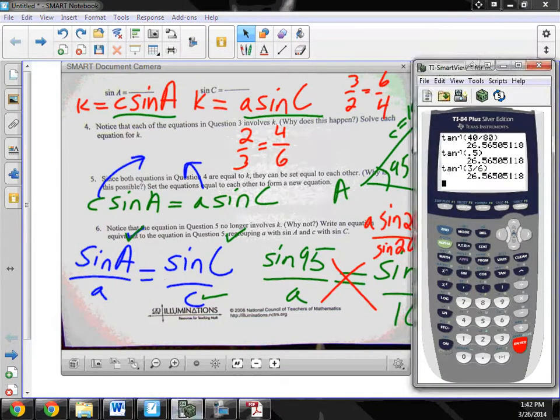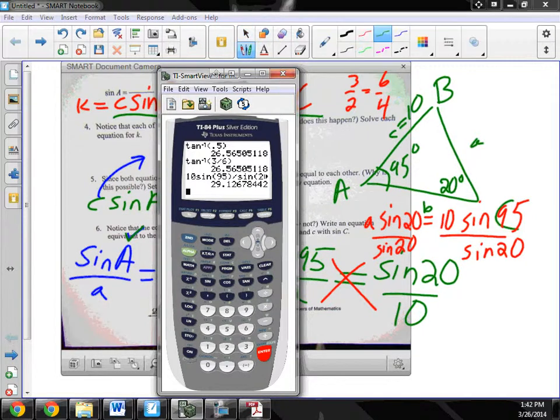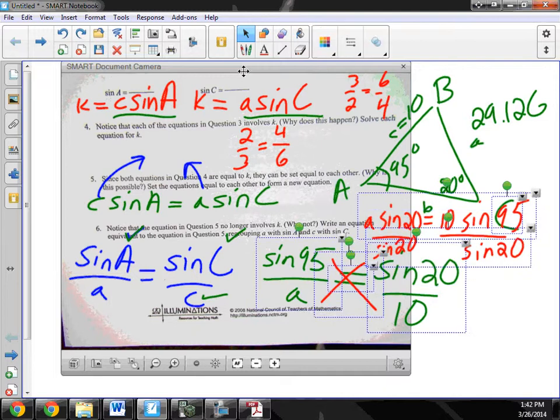So all I do is calculate that out. 10 sine of 95 divided by the sine of 20. What does that tell me? That's the length of A. So A is now 29.126. Okay, so let me get rid of this.